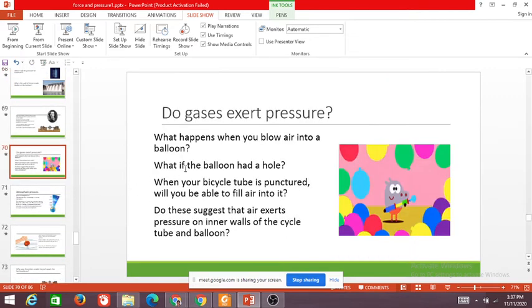Now we have seen that gases also exert pressure, which we can see in the case of balloons. When we try to inflate a balloon, the air inside is pulling the elastic of the balloon, and that's why it is changing shape, it is getting bigger and bigger. Okay, so air exerts pressure on the inner walls.